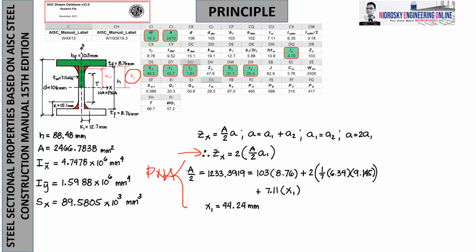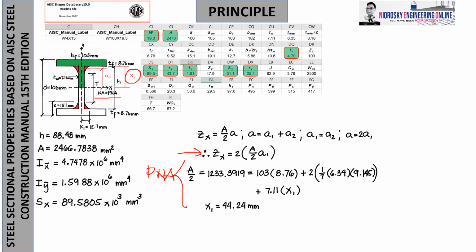So I did not put the stiffener inside. Therefore, you can compute 44.24. But again, when the section is symmetric, the neutral axis is equal to the plastic neutral axis. So actually, you can compute this in another way.